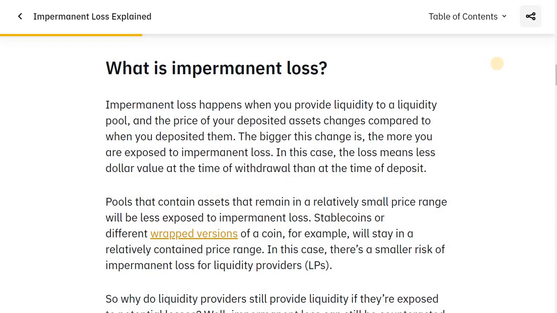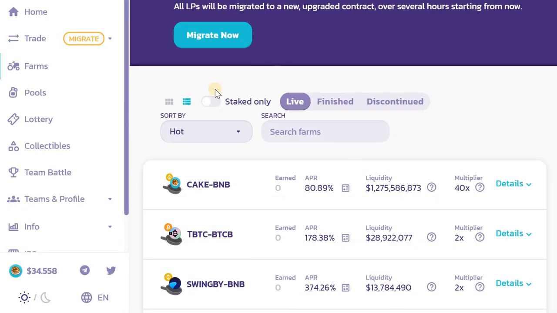Now, this is just the disadvantage in farming. To help make sure that your impermanent loss is almost insignificant, there is something called rewards when farming. When farming, you get rewards. Now, let's go over to the farming platform. This is the farming platform.